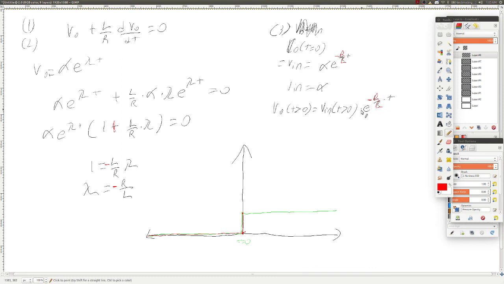So, for t greater than 0, we're going to start at 1 volt, and then we're going to decrease in the same way, and we're going to decay down to 0. And if you remember what we talked about with inductors, they charge in current.